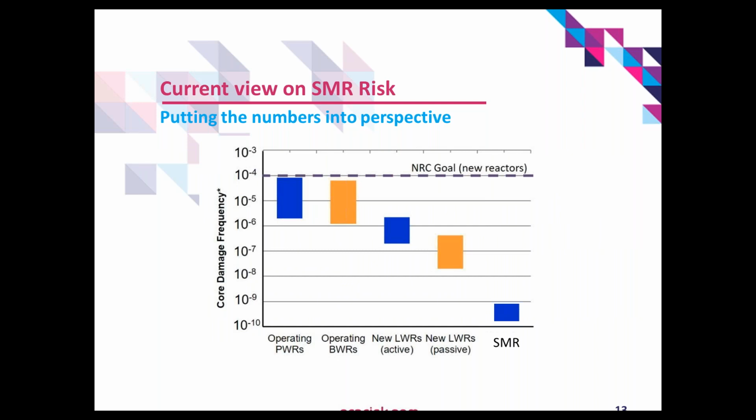This is a more graphical way of presenting it. 10 to minus 4 is the NRC, the regulators in the US. Operating PWRs sit between 10 to minus 6 and 10 to minus 4, and the SMRs are there, many orders of magnitude lower than what has been presented.